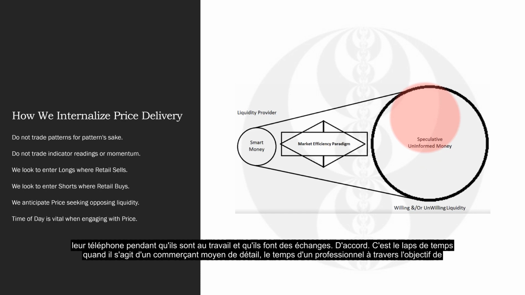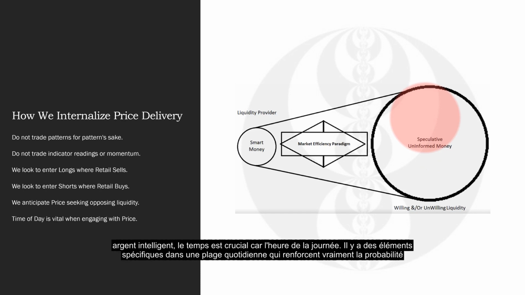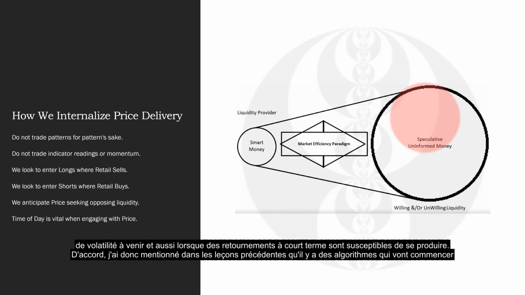Time for a professional, through the lens of smart money, is crucial, because of time of day. There are specific elements in a daily range that really build the likelihood of volatility to come in, and also when short-term reversals are likely to occur. Okay, so I mentioned in previous lessons that there are algorithms that will start to gyrate and cause price to run at specific times of the day. If you were watching the E-mini markets today, you saw it happen at 4 o'clock. That was one of the times I gave, and it was relentless today.